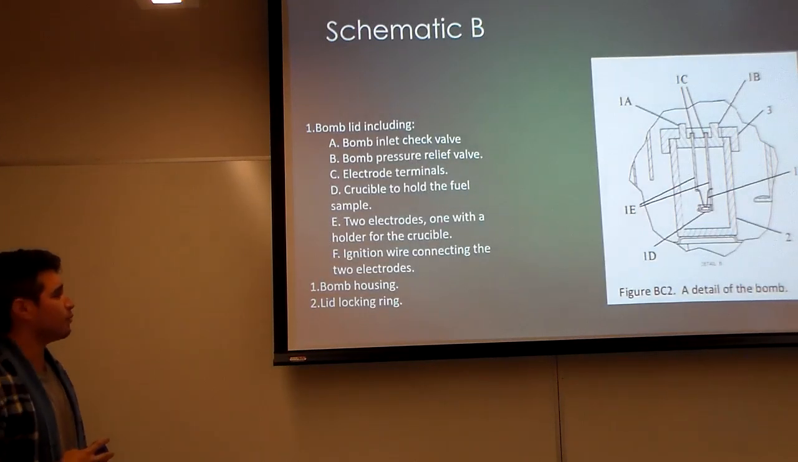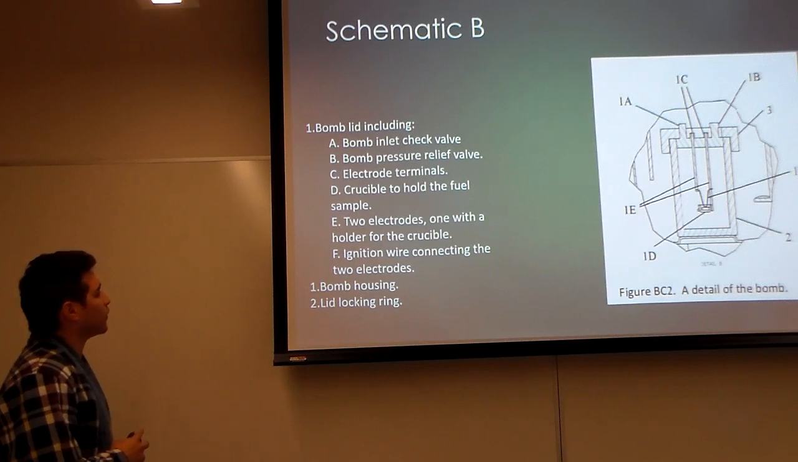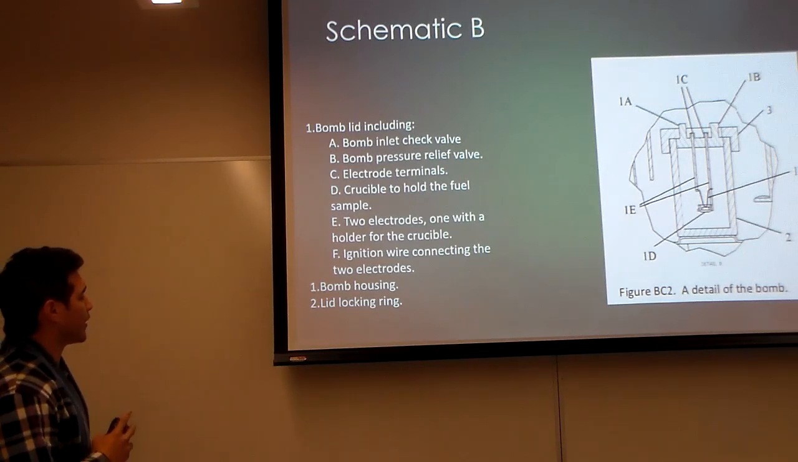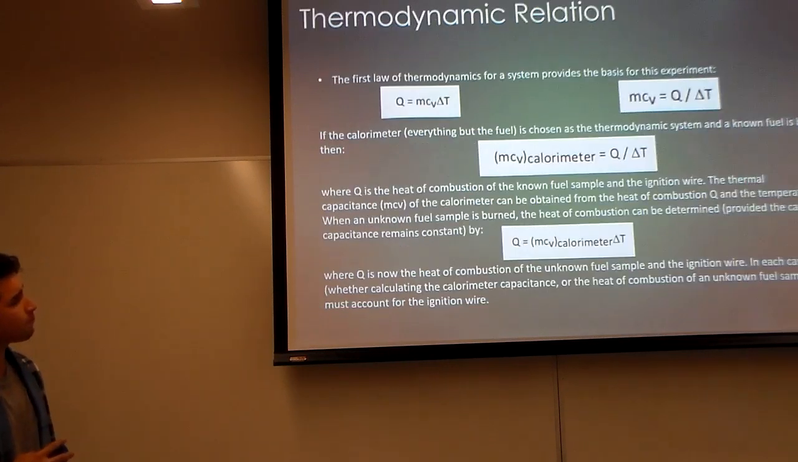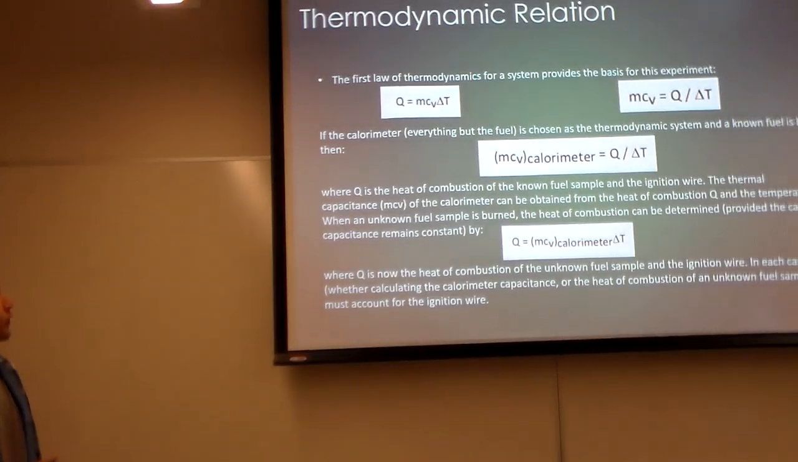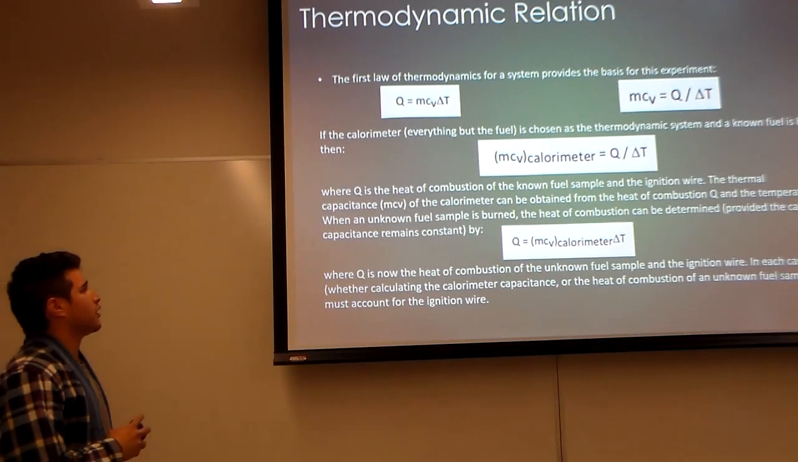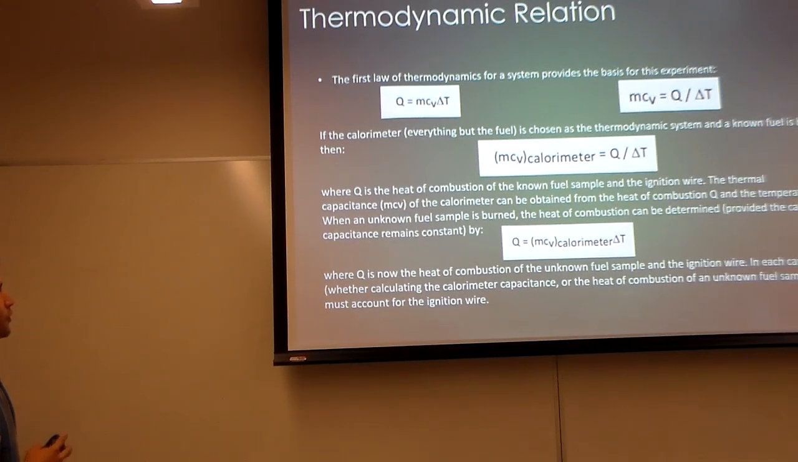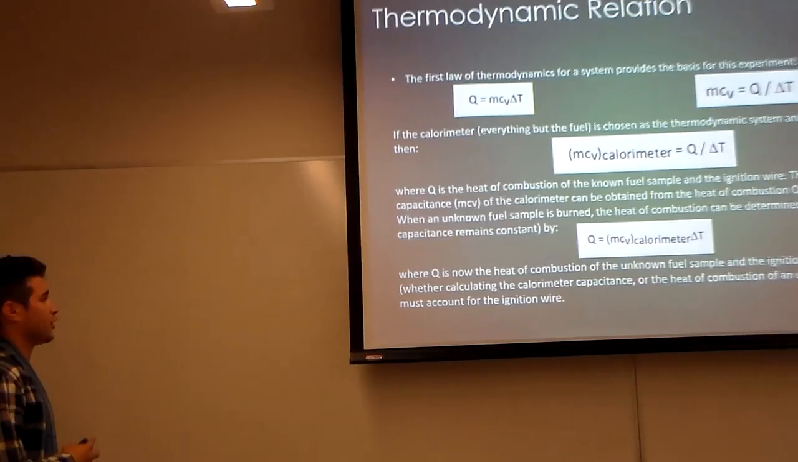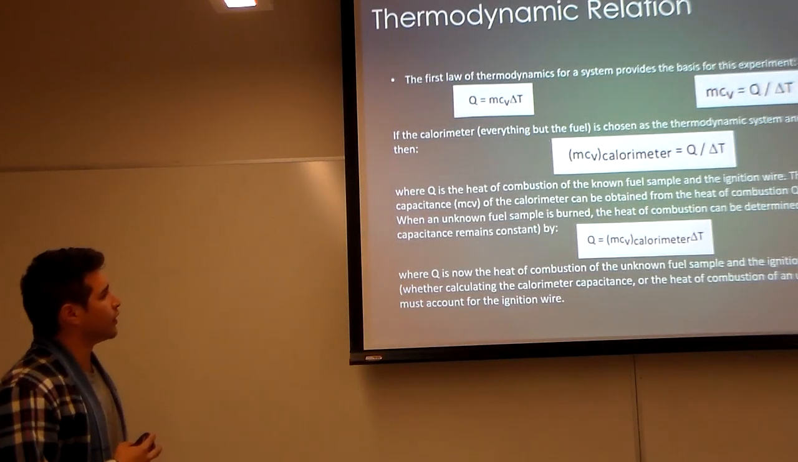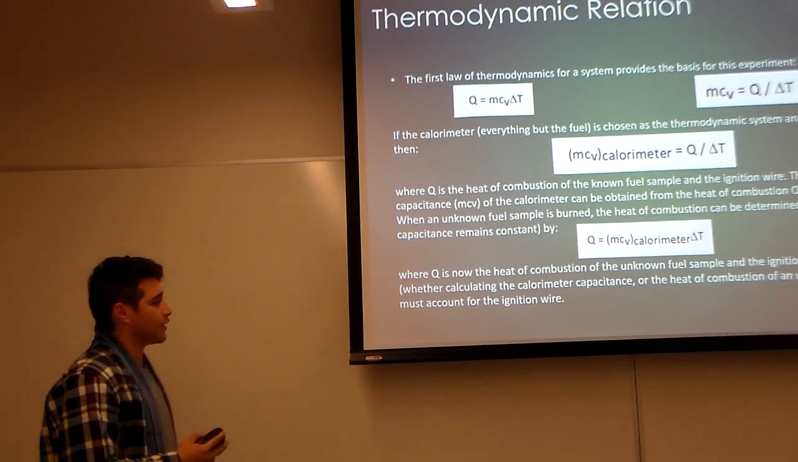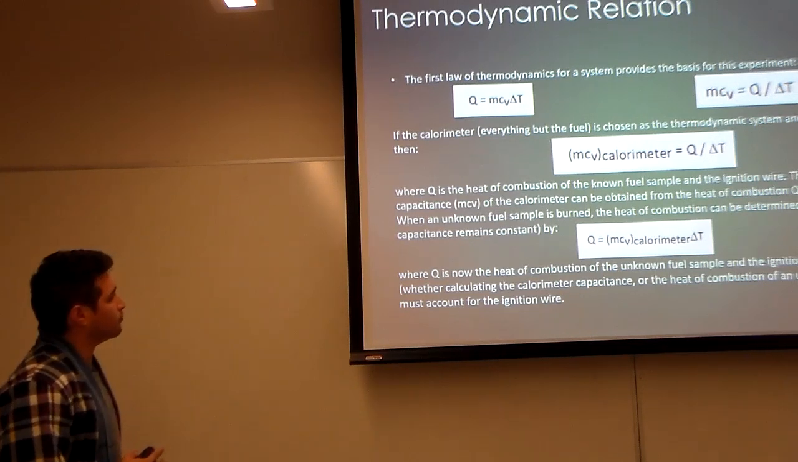One thing to note is the surrounding water, the oxygen, the stir motor, and the ignition wires. This is a detail of the bomb. Something that's very important is the ignition wires, as well as the two electrodes. The thermodynamic relation, the first law of thermodynamics for a system, gives us Q = mC_V ΔT. Q is the heat of combustion, mC_V is the mass times the specific heat, and ΔT is the change in temperature.